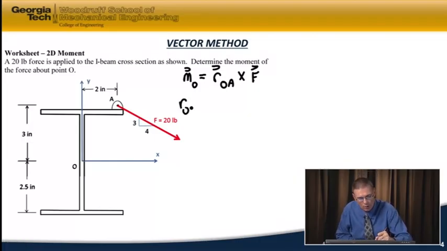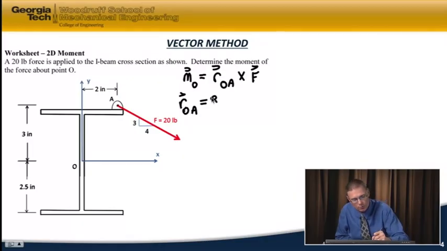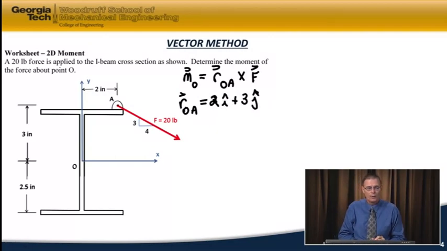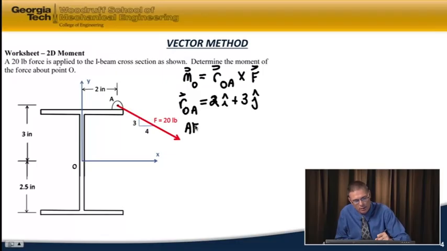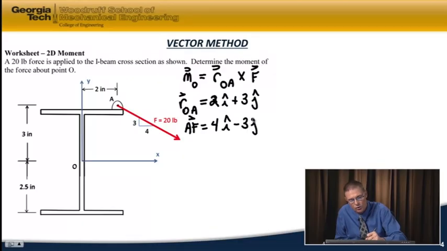And so r_OA, you should be able to easily find on your own. Once you do that, you'll see that r_OA is 2 inches in the I direction and 3 inches in the J direction. So this is 2I plus 3J. To find the force vector, we know its magnitude, we need to find its direction. And so we have a position vector along the line of action of the force, we'll call it AF, that goes 4 units in the I direction and minus 3 units in the J direction. So AF is equal to 4I minus 3J.